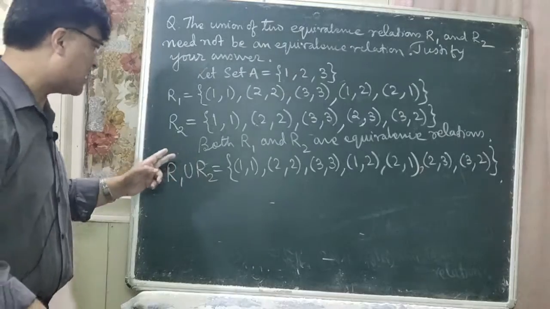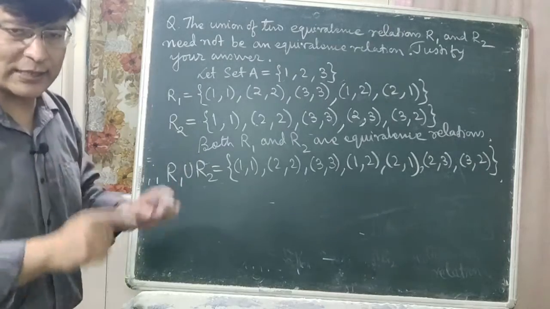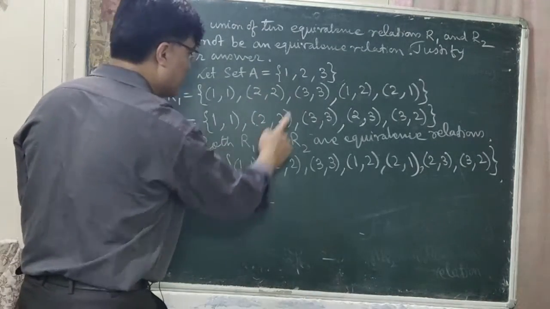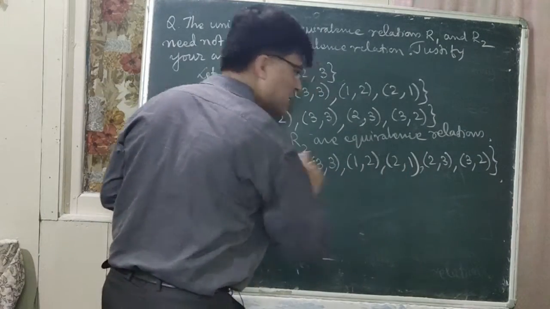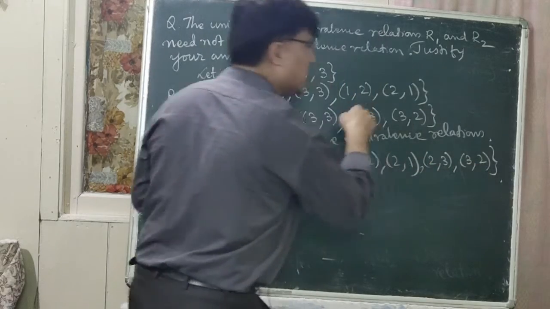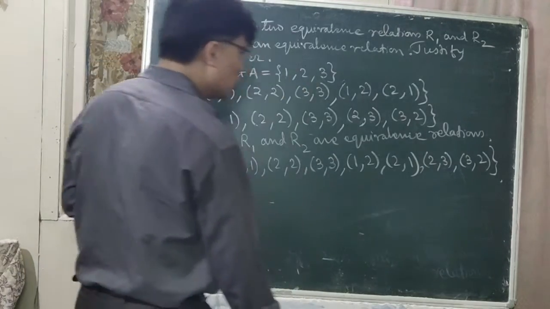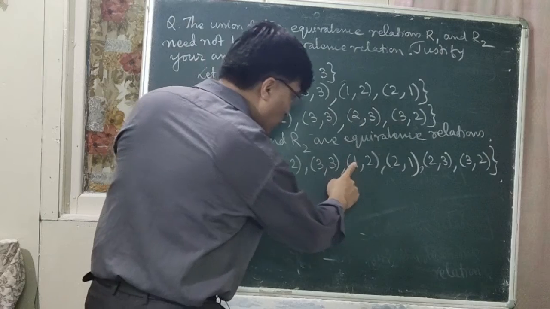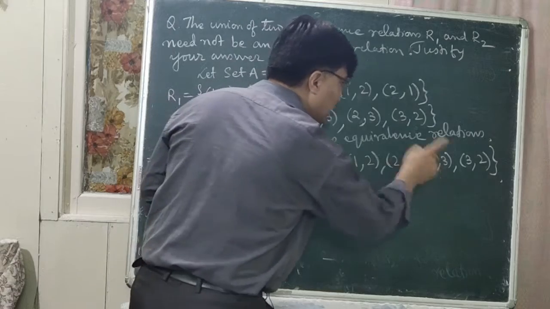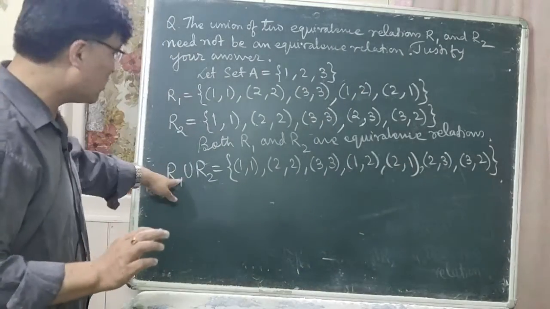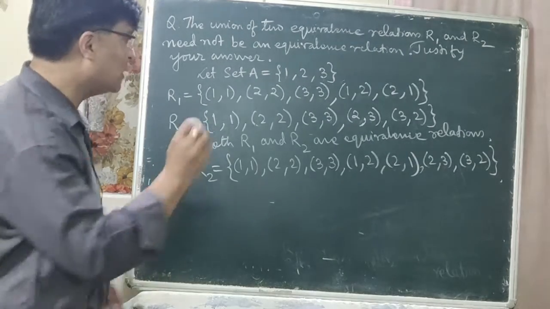So now let us check whether R1 union R2 is an equivalence relation or not. (1,1), (2,2), (3,3) are there, so it is reflexive. Also (1,2) is there and (2,1) is there, symmetric. (2,3) is there, (3,2) is there, that is also symmetric. Let us check for transitivity. (1,2) is here, (2,3) is also here, but is there (1,3)? No, (1,3) is not there. So it is not transitive, so it is not an equivalence relation. Is that clear to all of you? I think you have understood it.